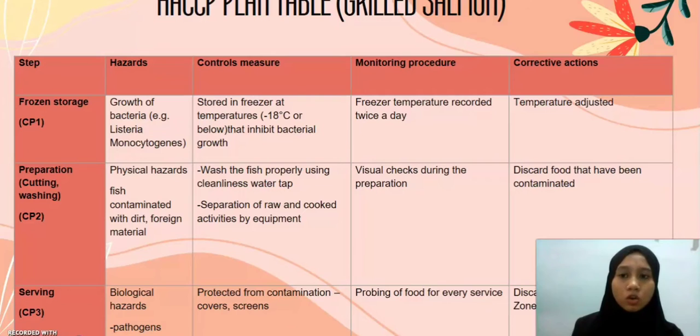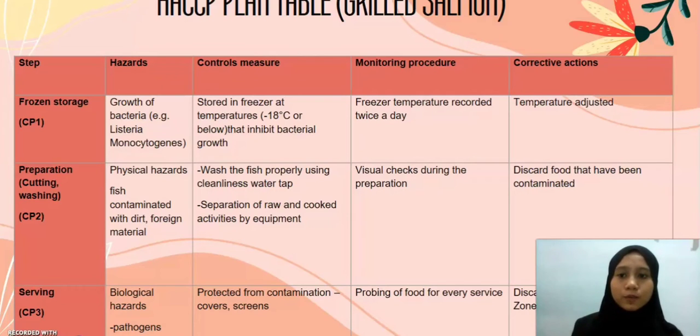The hazard is growth of bacteria such as Listeria monocytogenes. The control measure is to store the fish in the freezer at a temperature of negative 18 degrees Celsius or below, that can inhibit the bacterial growth. The monitoring procedure is the freezer temperature must be recorded twice a day, and the corrective action is the freezer temperature is adjusted.